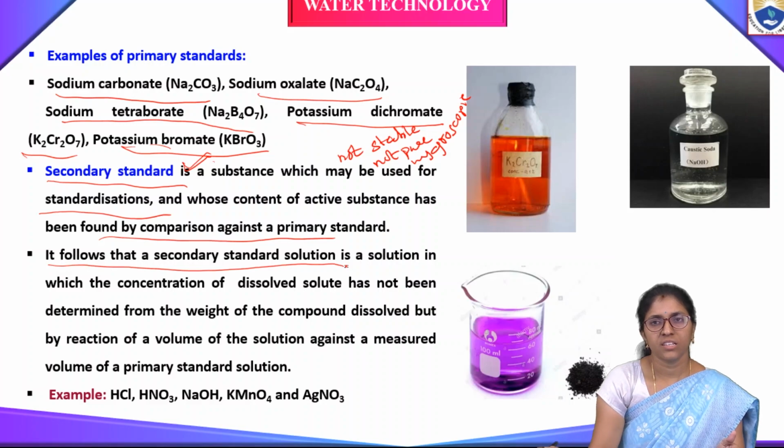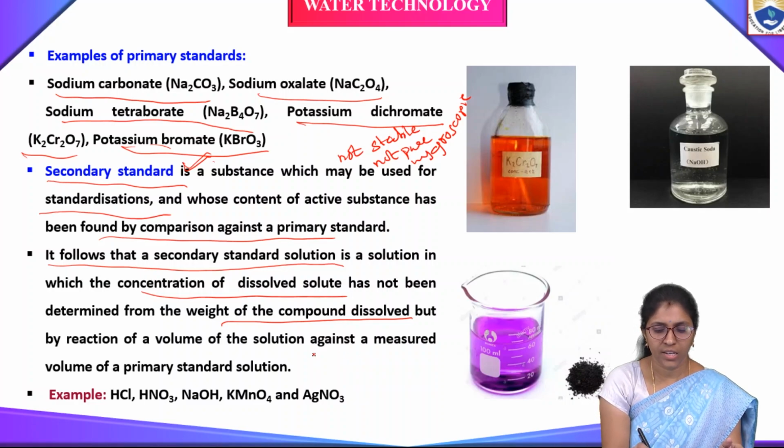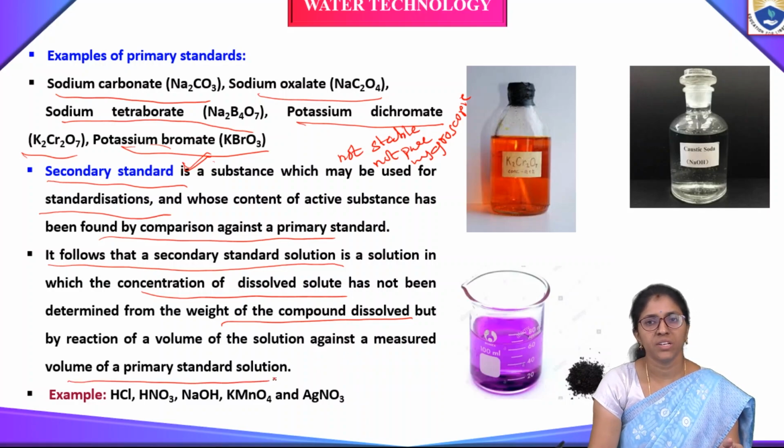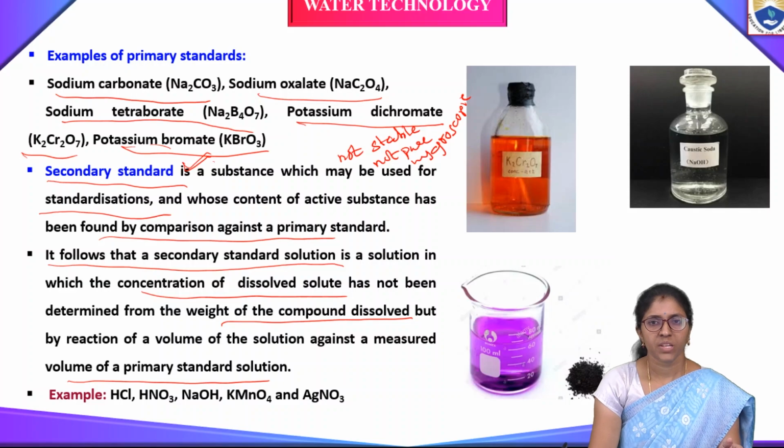The secondary standard solution is a solution in which the concentration of dissolved solid has not been determined from the weight of the compound dissolved, but by the reaction of a volume of the solution against a measured volume of primary standard solution. So we can know the concentration of the secondary standard solution by using the primary standard solution.